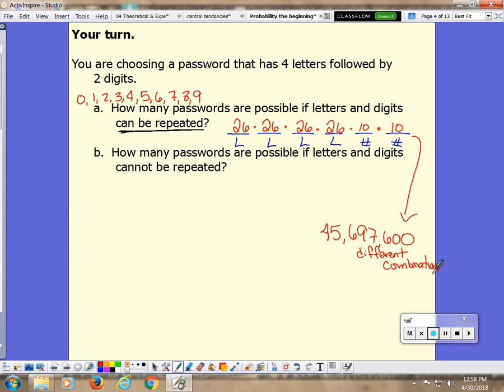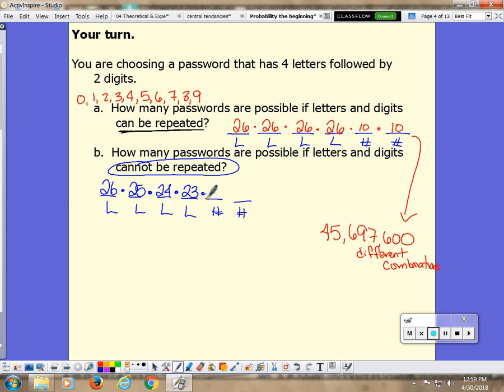Now the next part says, okay, same deal, letter, letter, letter, letter, number, number, but this time you cannot repeat a letter. So when I first start out, I have 26 letters in the alphabet I can choose, but I just used one of them. So now I have 25 possible letters. And then I've used another one, so now I have 24 possible letters. And I've used another one, so now I have 23.